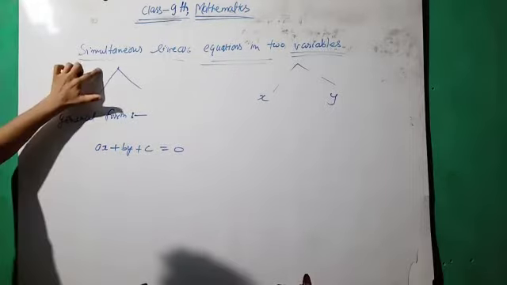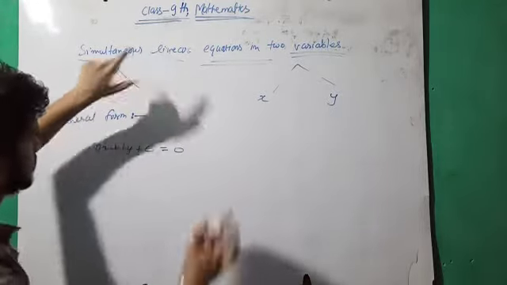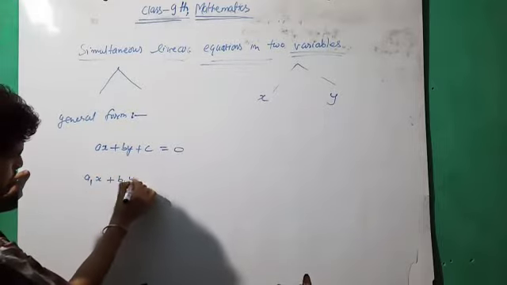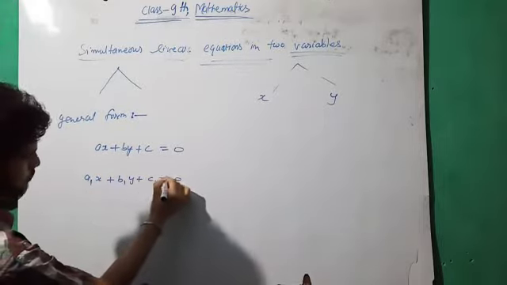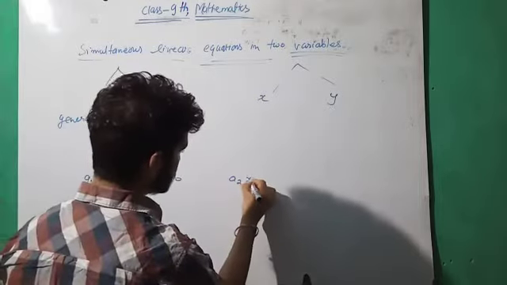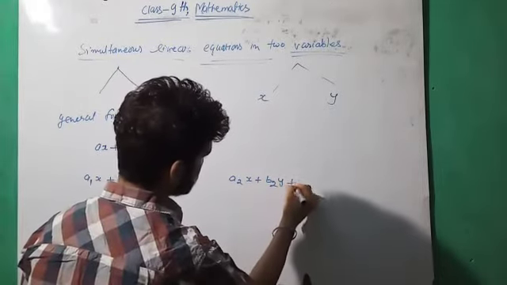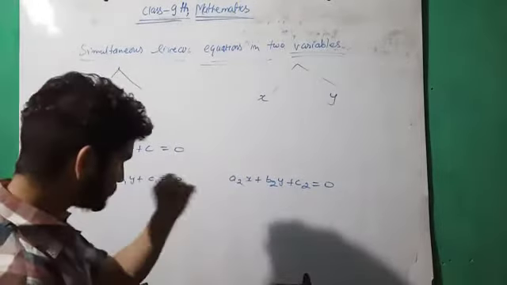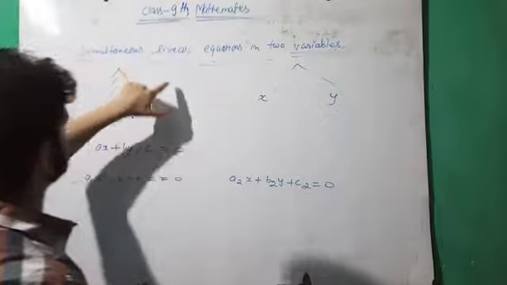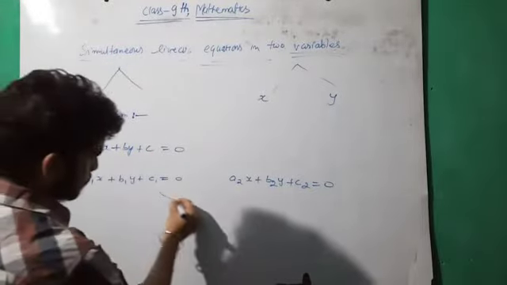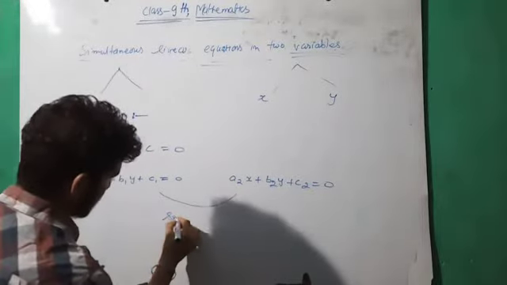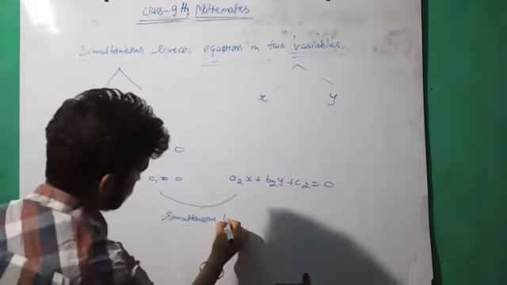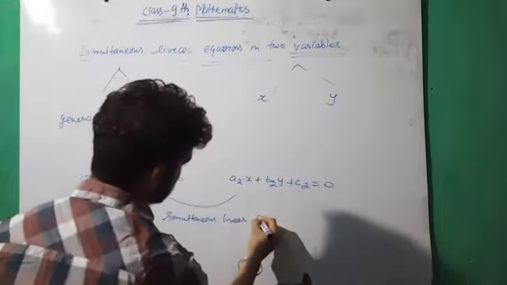If you have two linear equations, then you can write them as a1x plus b1y plus c1 equal to 0, the first one, and a2x plus b2y plus c2 equal to 0. These are the two linear equations, and together they are known as simultaneous linear equations. You have to note down all these things in your fair copy.